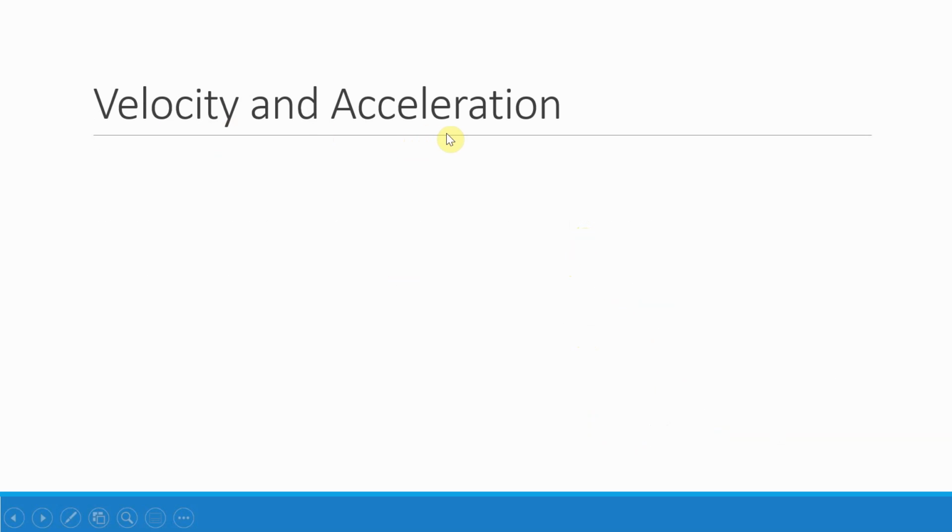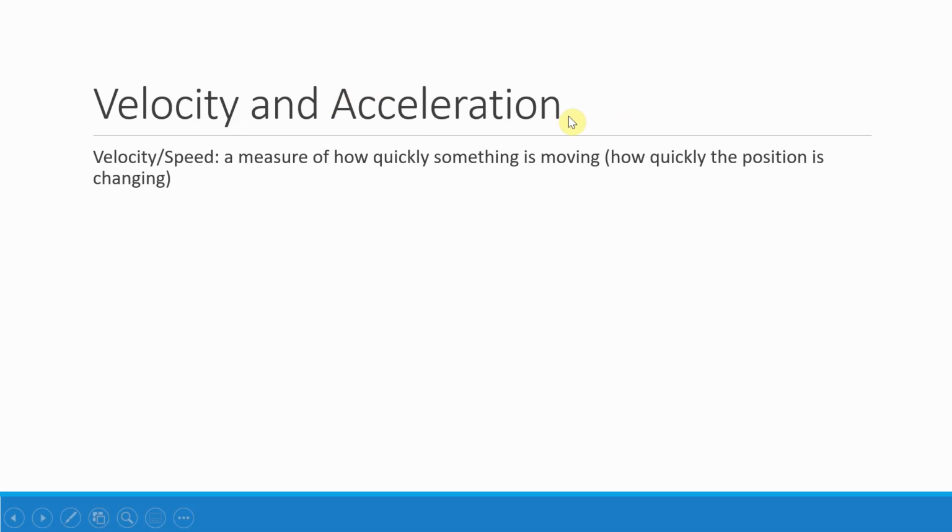Next up, velocity and acceleration. Again, not something you see a ton of, but just know what they are, and I'll explain a bit about acceleration. So velocity or speed, that's a measure of how quickly something's moving or how quickly the position is changing. You don't need to know the difference between velocity and speed for the ACT. There's a small difference for physics, just in that velocity can be positive or negative to indicate direction, whereas speed is basically the absolute value. But again, you don't need to know that for the ACT, but in case you were wondering, there you go.